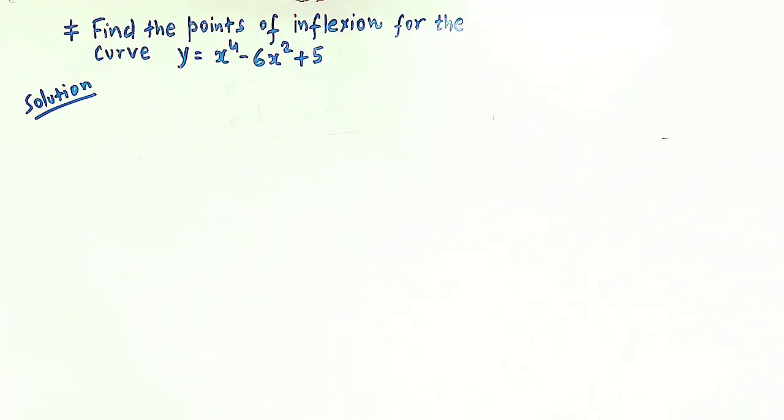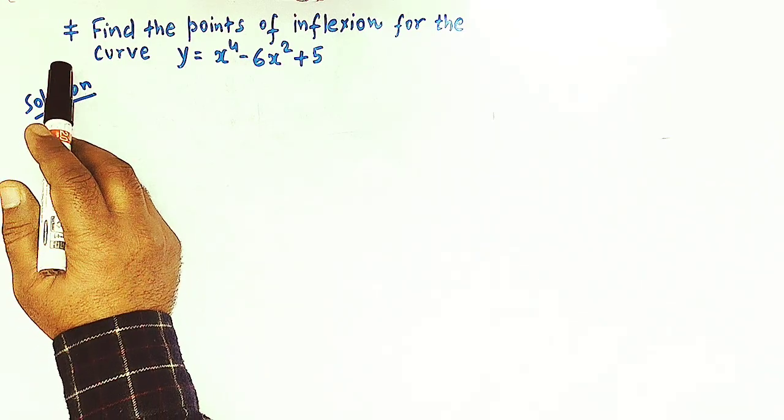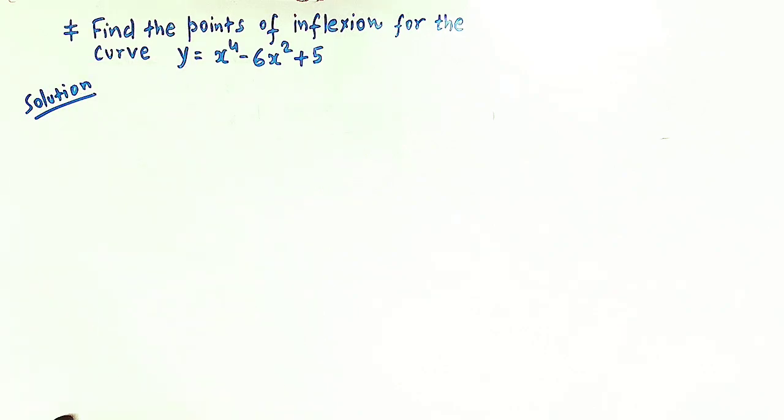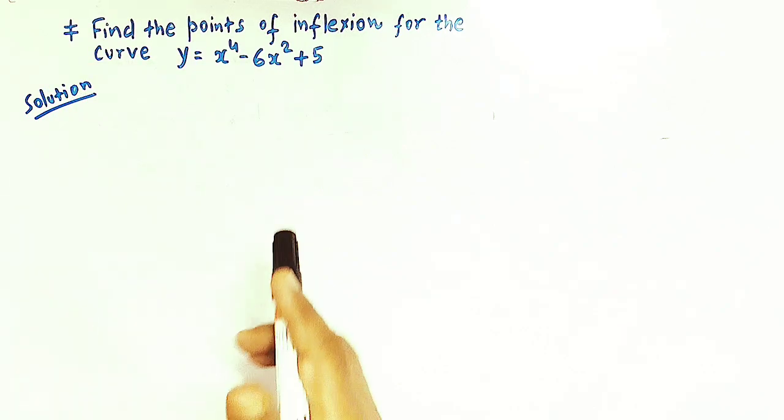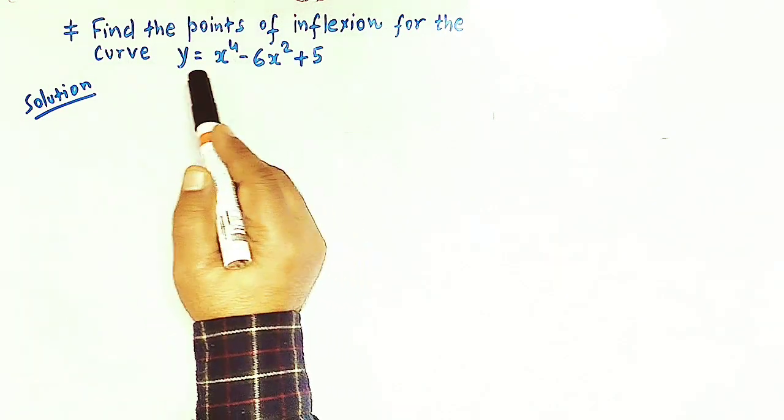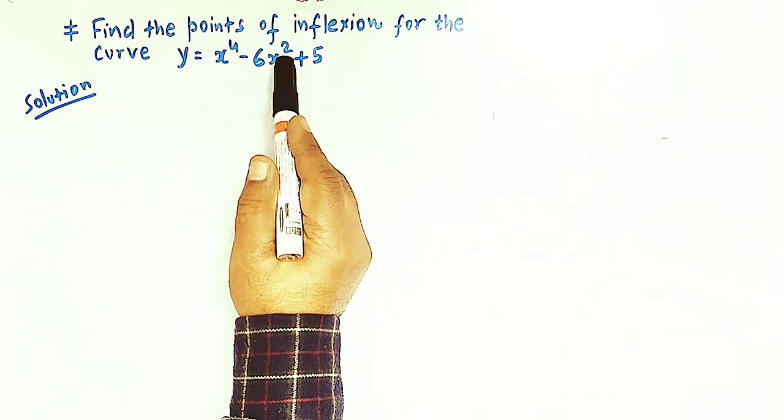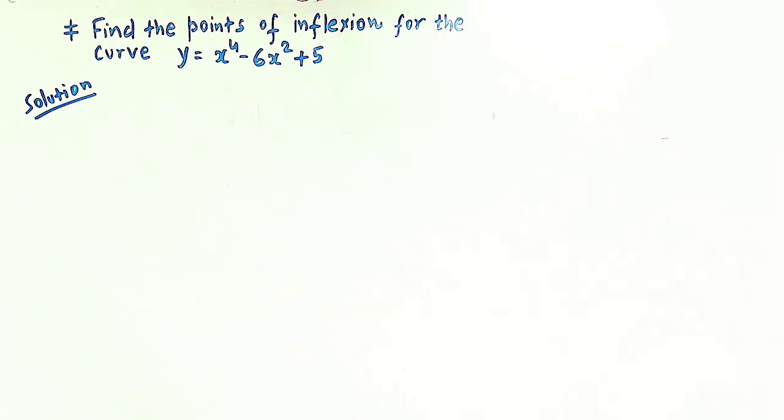Hello viewers, in today's session we are going to discuss the working rule, how to find the intervals where a given function is concave upward and concave downward, right? So with the help of this problem we are going to find out the points of inflection for this curve y is equal to x raised to 4 minus 6x square plus 5, and we'll see how the concavity changes at the points of inflection, right?